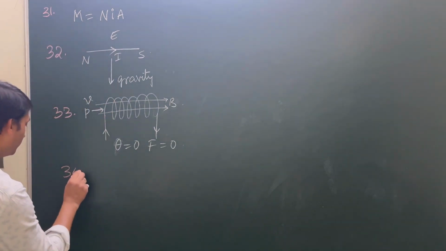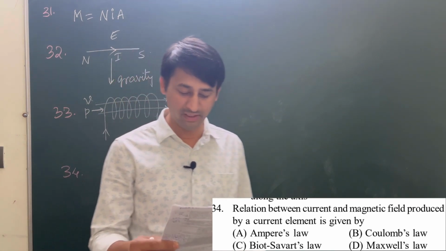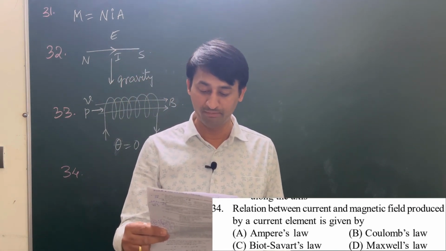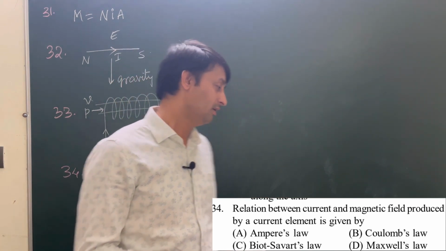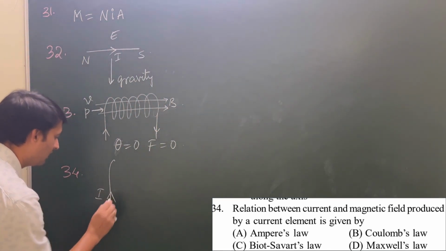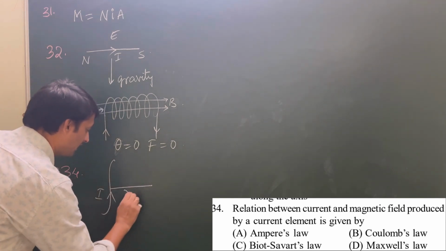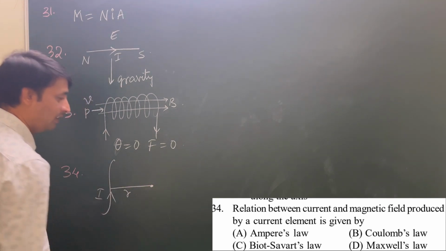Next, question number 34. Relation between current and magnetic field produced by a current element is given by. Okay, now current I is flowing through a conductor. Around this conductor at some distance, we will take a distance r, a magnetic field is produced.